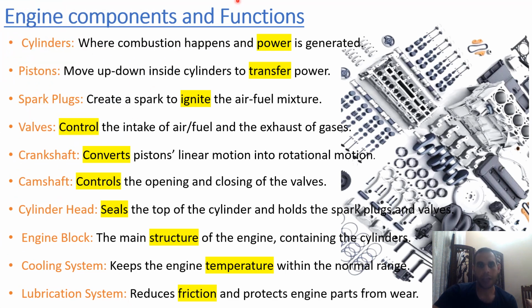Engine components and their functions. Of course, an engine has many components, but the main ones are cylinders, pistons, spark plug, valves, and so on. Each one has its main functions. For example, the cylinder generates power, or the crankshaft converts the piston linear motion into rotational motion. Also, the cooling system keeps the engine temperature optimum under any driving conditions or environmental range, as well as the lubricating system reduces friction and avoids any wear between engine parts.